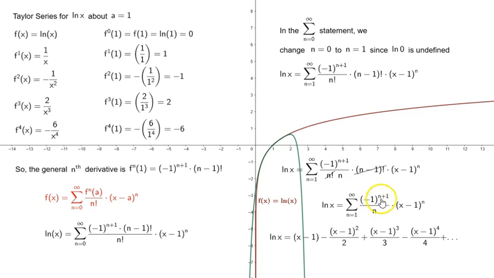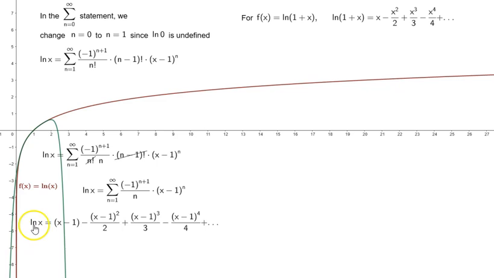So here minus 1 is to the power of 3. So that means it will be minus (x minus 1) square by 2 and so on. So this is for natural log of x. We have arrived at this Taylor series.